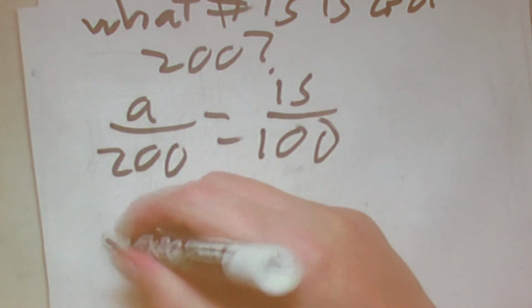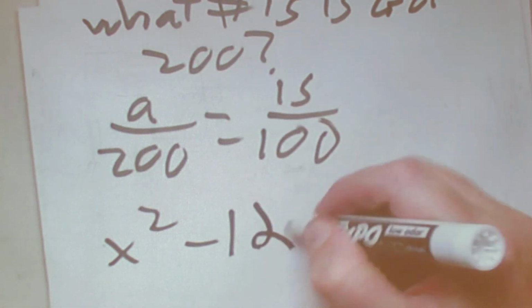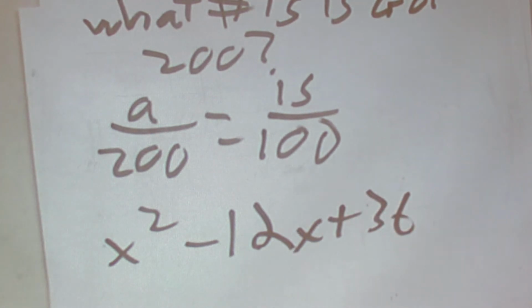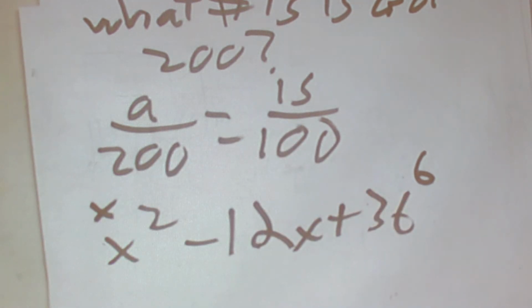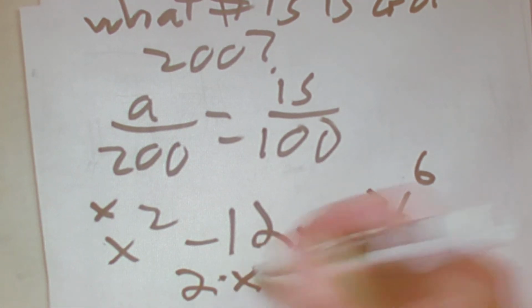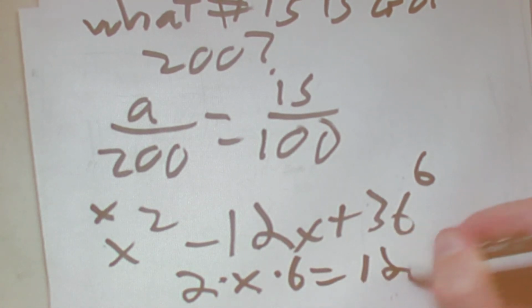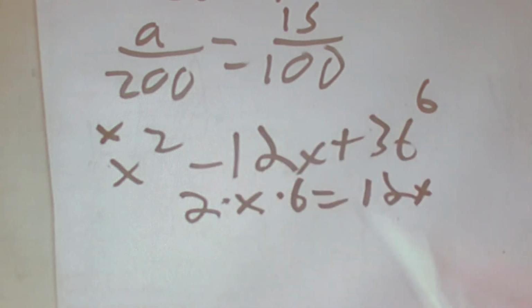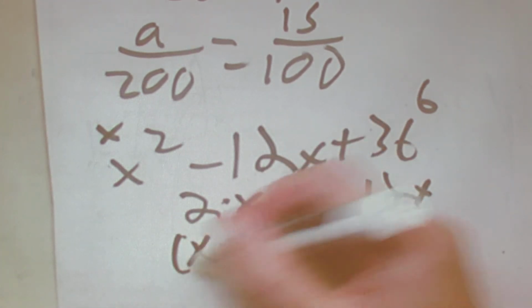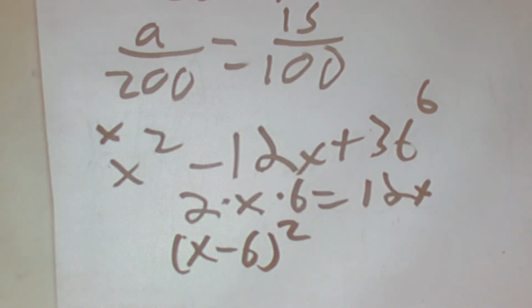After that, we're going to have something like x squared minus 12x plus 36. If you look at this, you'll see that 36 is a perfect square. The square root is 6. The square root of x squared is x. And if we say 2 times x times 6, that equals 12x. So this is a perfect square trinomial. And since it's a negative 12x, we can just say x minus 6 squared. You can also, if you factored that out, you would have x minus 6 times x minus 6.